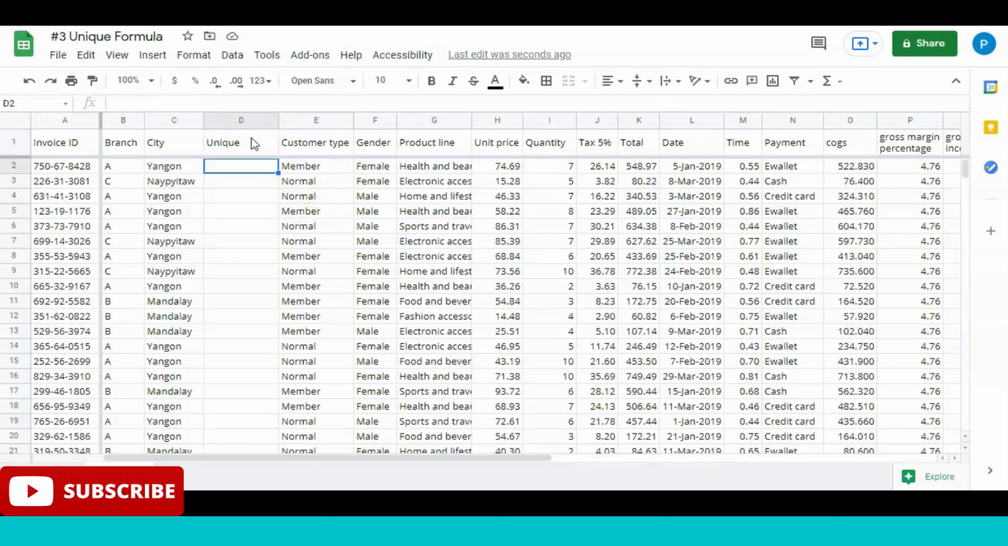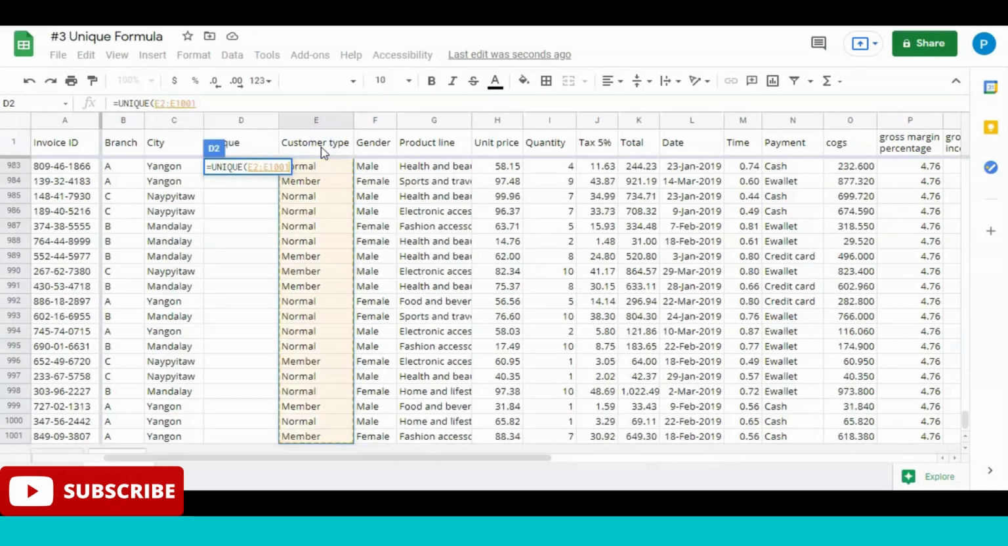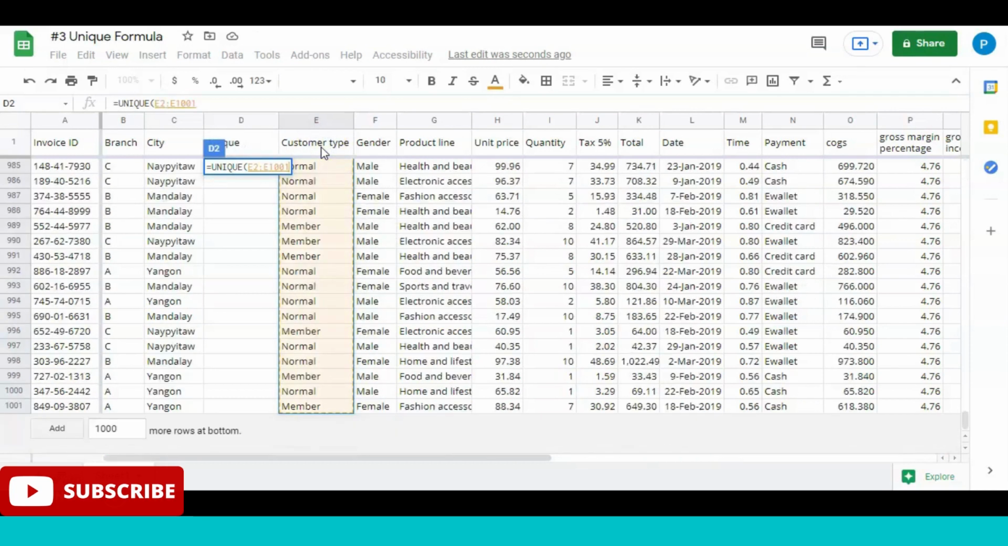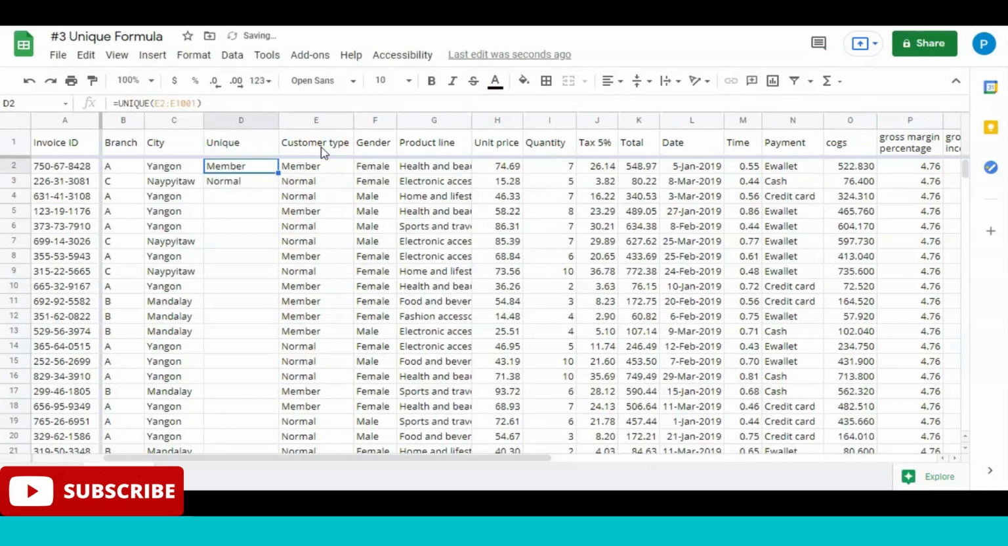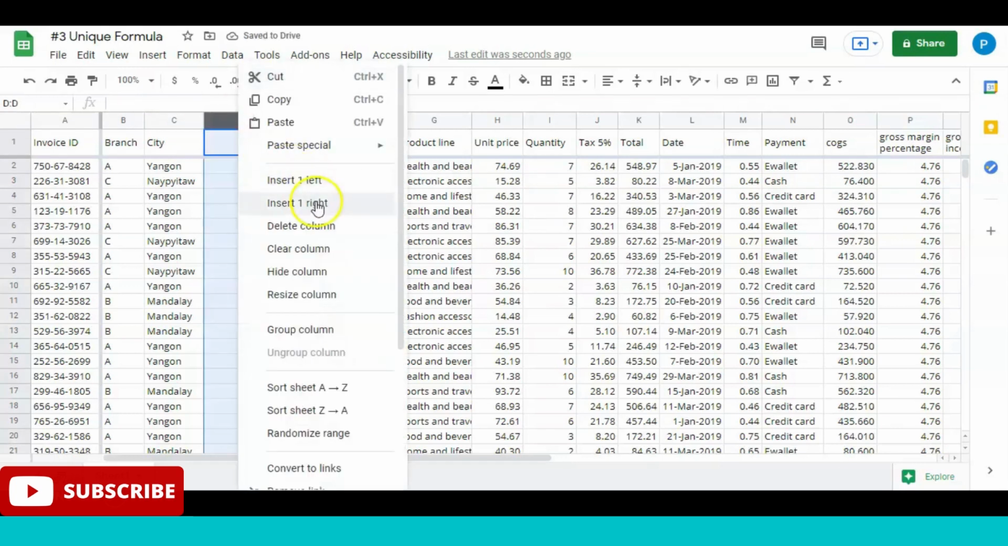For example, customer type. If you want to know how many customer types you have, simply select the data and enter. So there are 2 customer types. One is member or normal. In this way you can use the unique formula. Let's move to the next formula. I'm deleting this temporary column as of now.